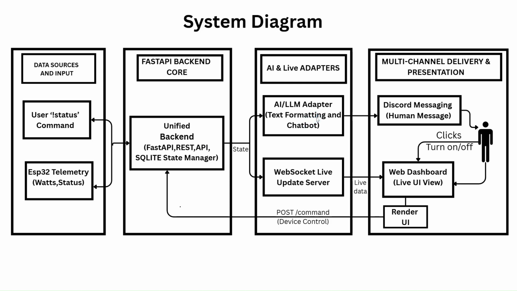Then from the backend, data goes to two adapters: the AI LLM adapter, which humanizes the response for Discord, and the WebSocket server, which pushes live updates to the dashboard. And finally, Discord gets the human-friendly message, and the web dashboard gets the UI update. The user can also click to run a device turn-off command back to the backend. So one backend, two interfaces, in real time.